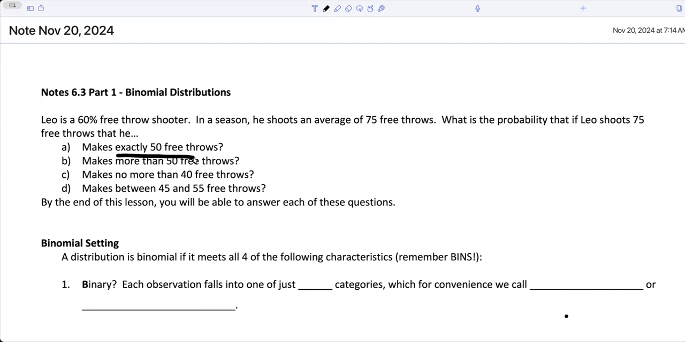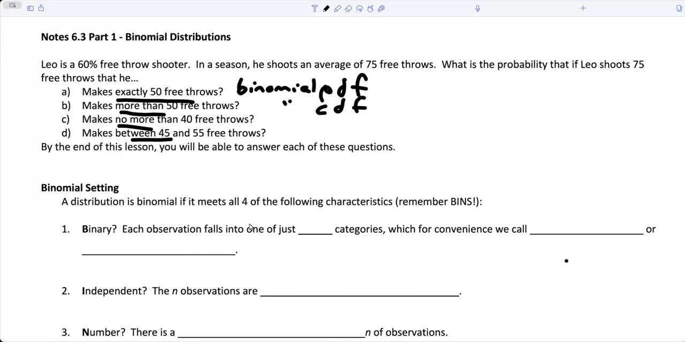If it's exact, if there's one outcome, then it's binomial PDF. Yes. And if it's more than one, more than 50, no more than 50, between 45 and 50, then we would do binomial CDF. Okay, so we're going to go through these quickly.